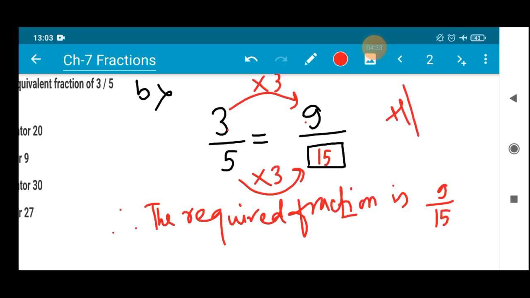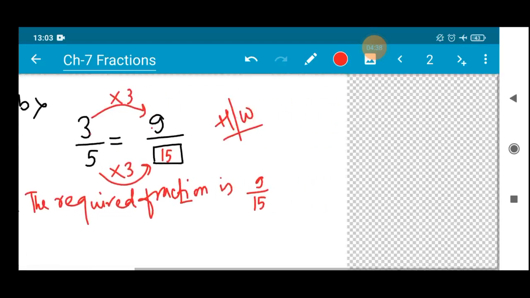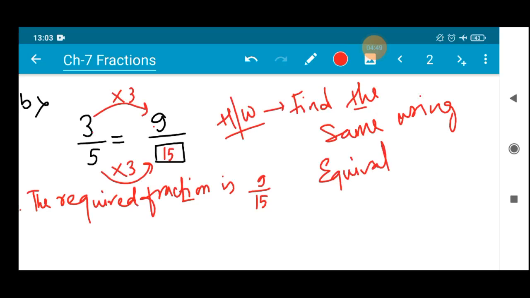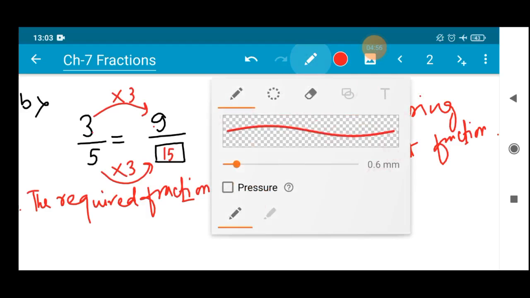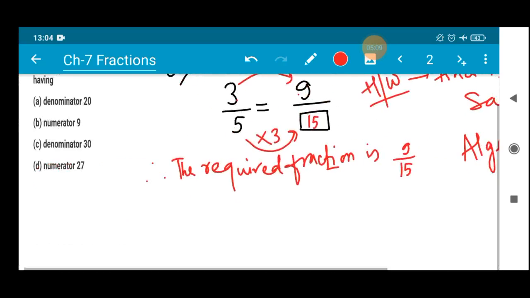So your homework is to find the same using the algebraic method. Find the same using the equivalent fraction. Okay, comment down below what answer you are getting, whether you are getting the same or not. I have written algebraic method here. That was a mistake. Algebraic method. Okay, so I hope you have understood the previous sum.